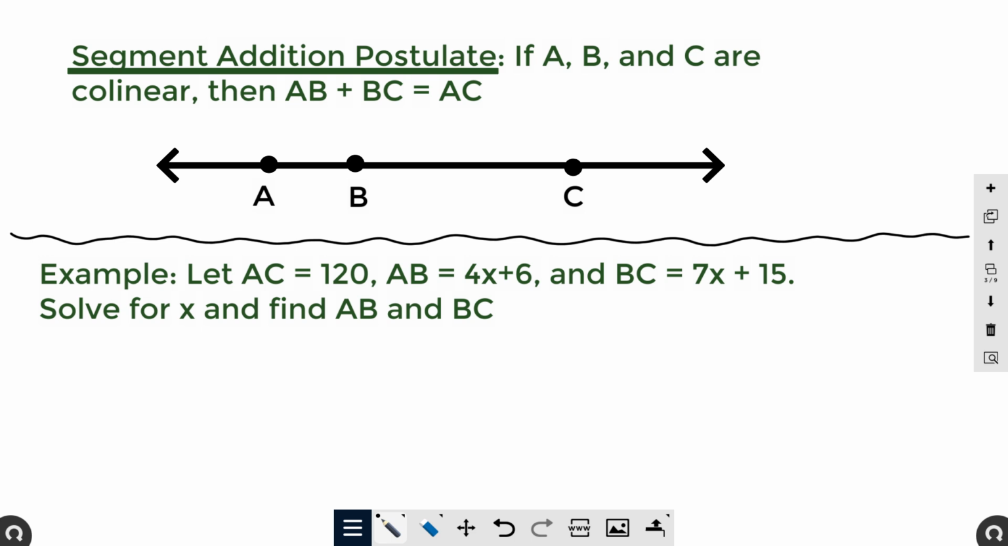All right, so on our index card, we have the segment addition postulate. Remember, like we talked about yesterday, a postulate is just a statement of fact, something that's true. So this postulate says if A, B, and C are collinear, what does it mean to be collinear? On the same line. Yep, that's it. Then we can add up our segments AB plus BC to equal AC.